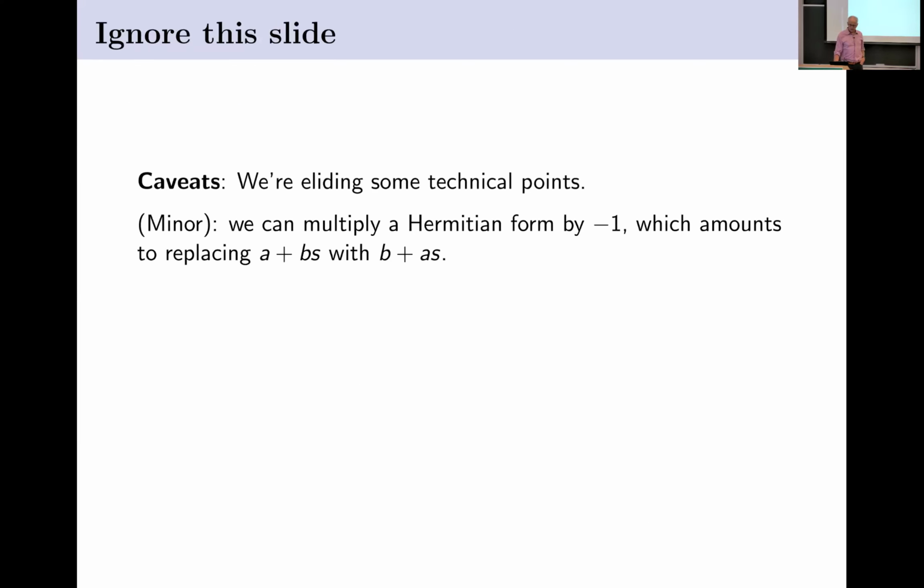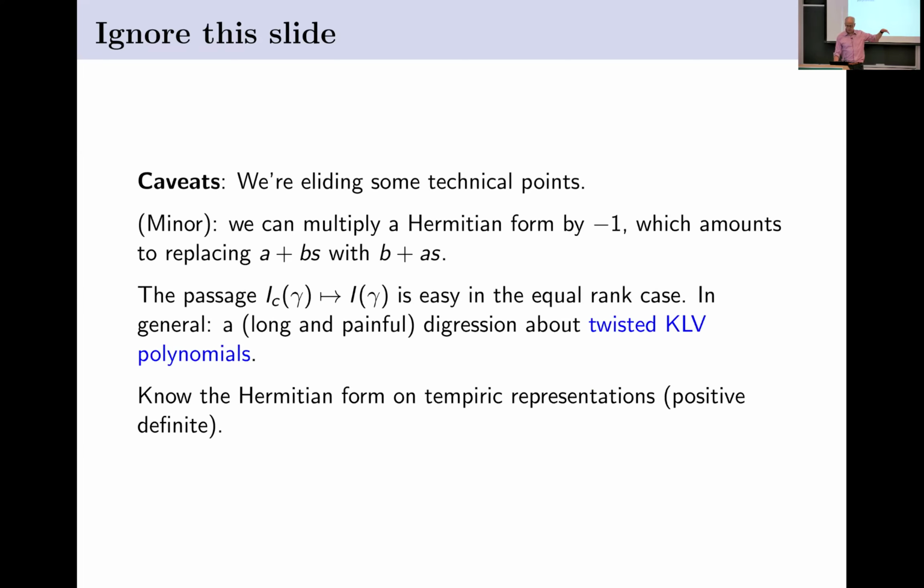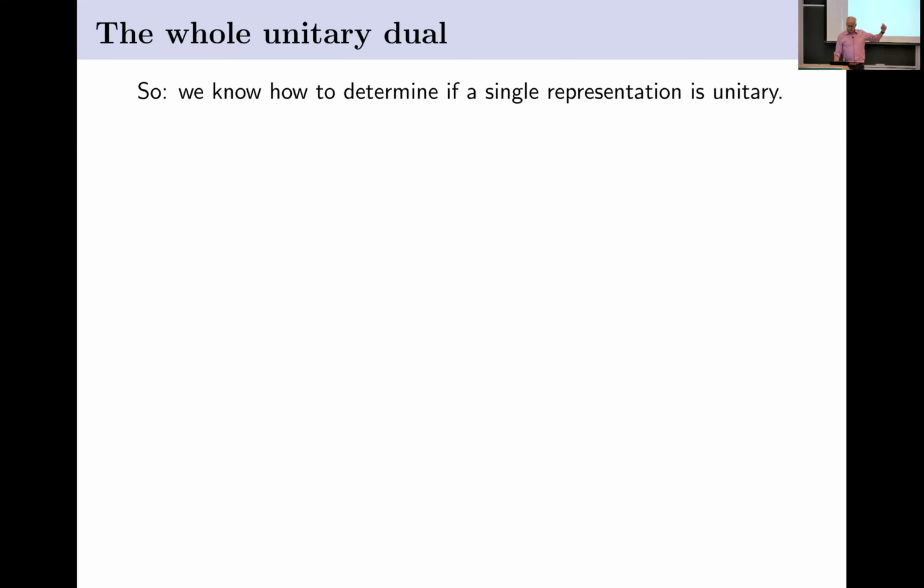All right, so I said ignore this slide, and I'm going to do that because I'm running late. I'll just mention that in the unequal rank case, there's a huge, long, interesting, complicated digression about twisted KLV polynomials, which I'm entirely ignoring. Okay, so the conclusion from all of this is we have an algorithm to compute if a single representation is unitary. Now, what about the entire unitary dual?